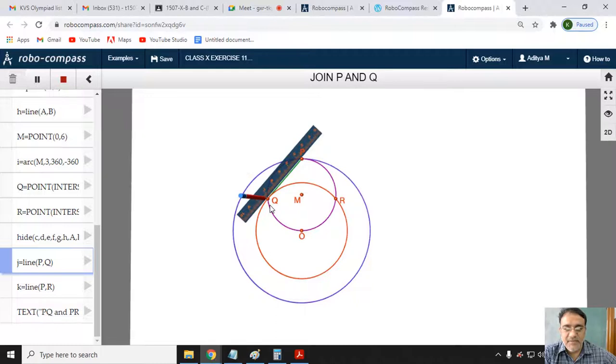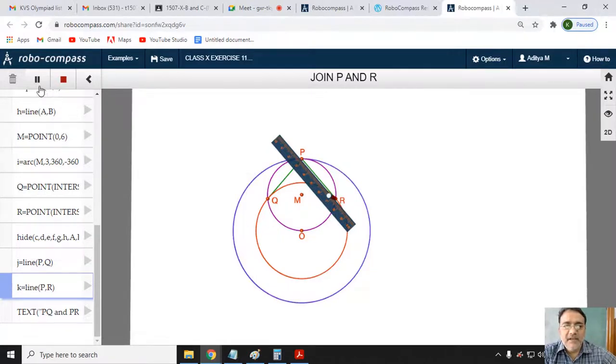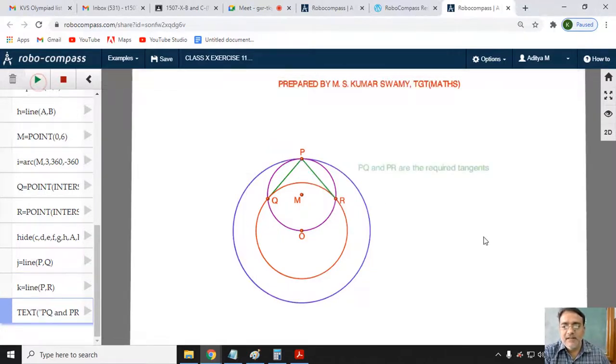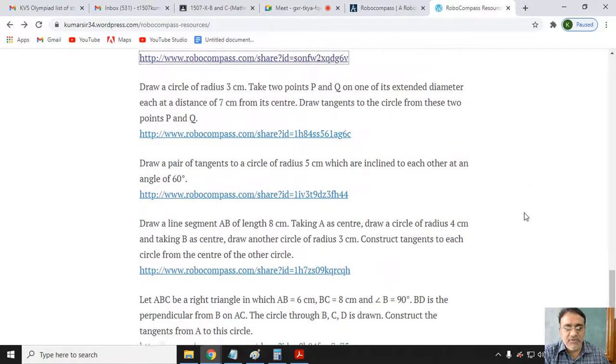Then we will join PR. So PQ and PR are the required tangents. Okay, so this is the construction number 2. Now we are going to start the construction number 3.